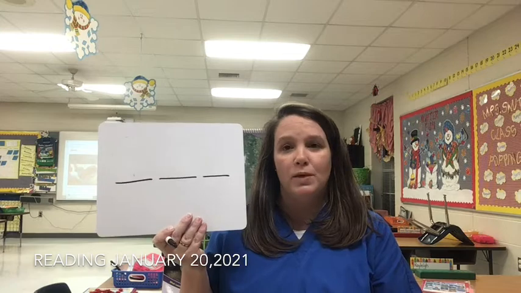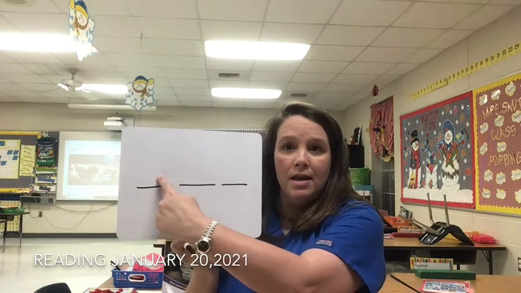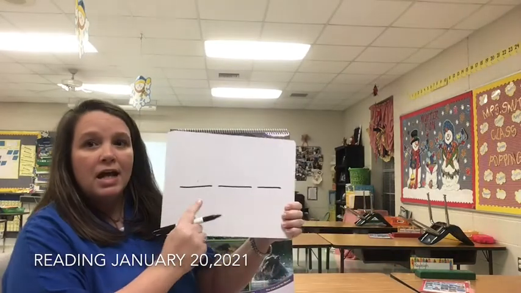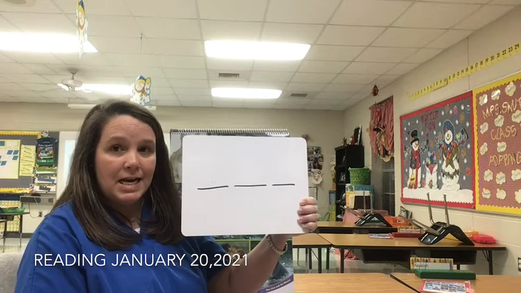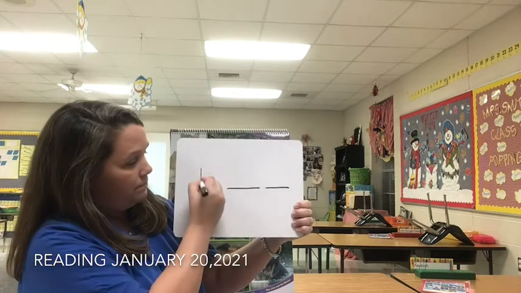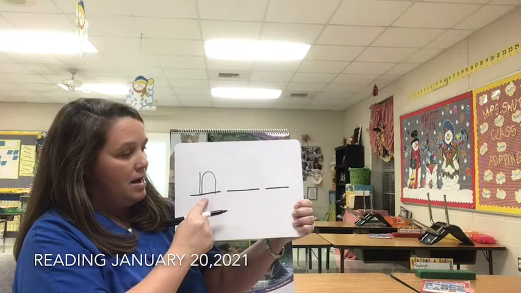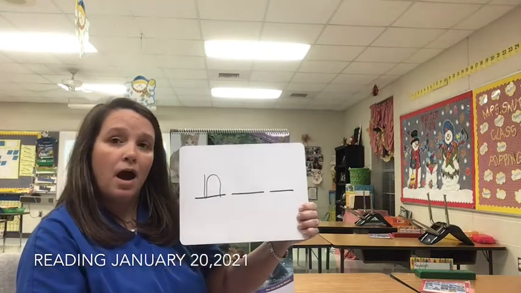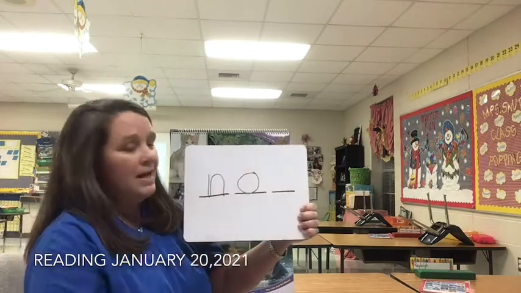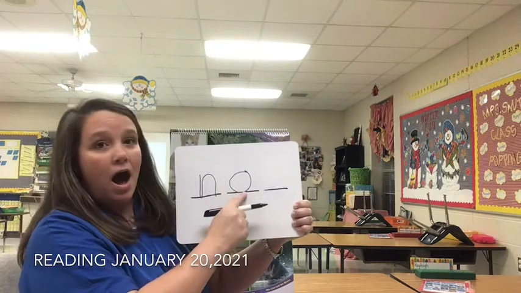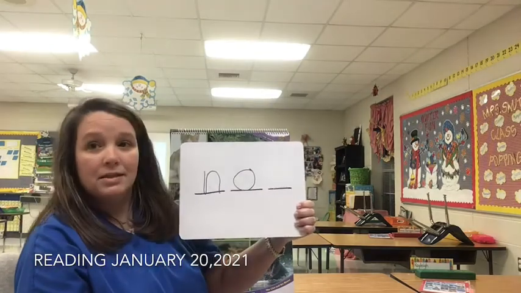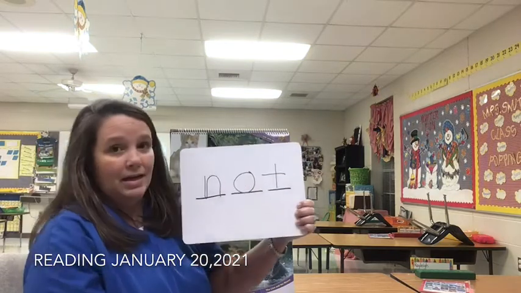We're going to use these letters. Let's think about the word not. Tell me the sounds we hear in not. N, ot. Now, let's spell the word not. N. What letter makes the N sound? N. Not. What makes ah? O. Not. What makes the T sound? T. Good job.